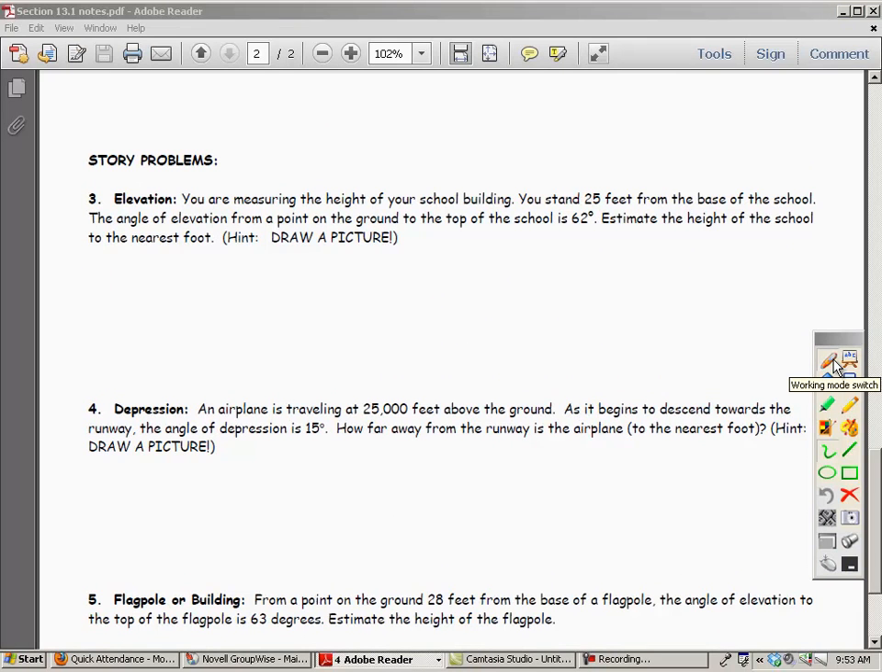I'm going to start with these two. We're going to start first with the angle of elevation. You are measuring the height of your building if you stand 25 feet from the base of your school. Okay, I'm just going to start here. Here's my school. Not what a school looks like, but go with me. Here's the base of the school. If I stand 25 feet away, this is me, okay? The angle of elevation from the point where I am on the ground to the top of the school is 62 degrees. Estimate the height of the school. I want to know how tall my school is.